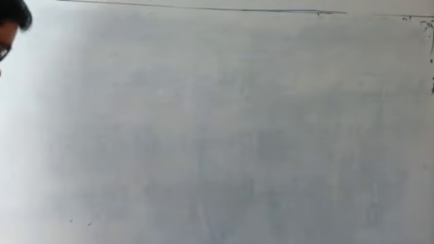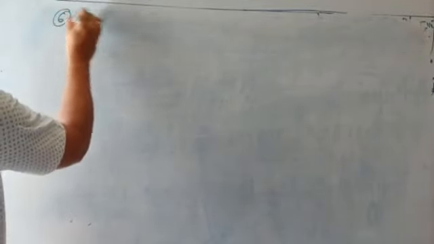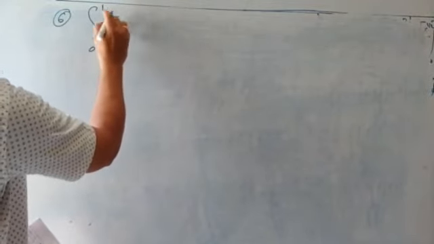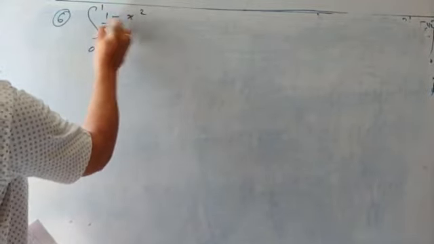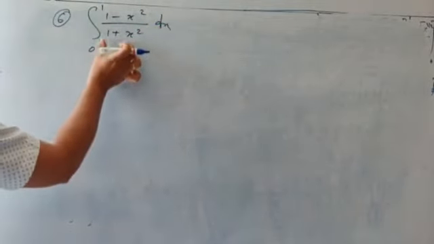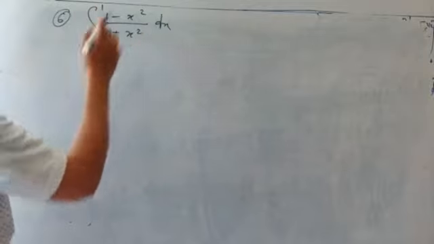Yes, the next question is question number 6. Integration from 0 to 1 of (1 minus x square) upon (1 plus x square) dx. Now there is 1 plus x square in the denominator. Try to adjust the same term in the numerator.